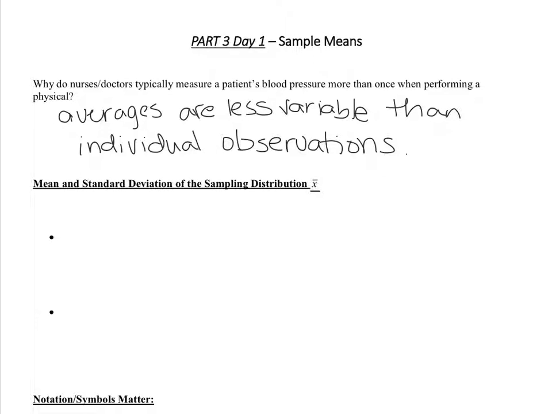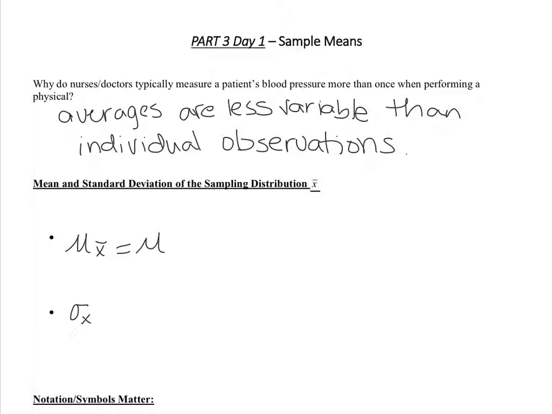So now let's go ahead and look at the mean and the standard deviation of the sampling distribution of X bar. So last part 2 was all about proportions, sampling distributions of p hats, and the difference here is that this is sampling distributions of X bars. So the mean mu sub X bar is equal to mu, so that's pretty similar to what we saw before. And then standard deviation is a little bit different.